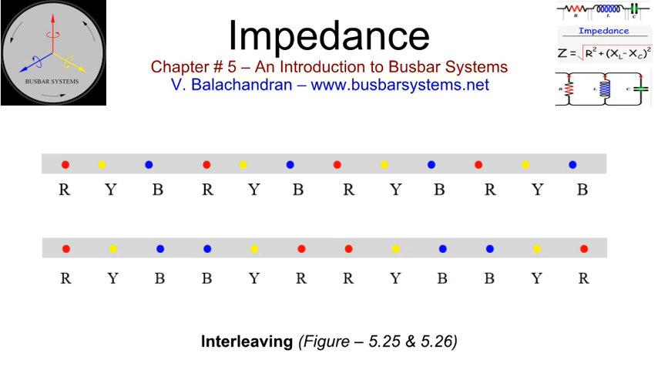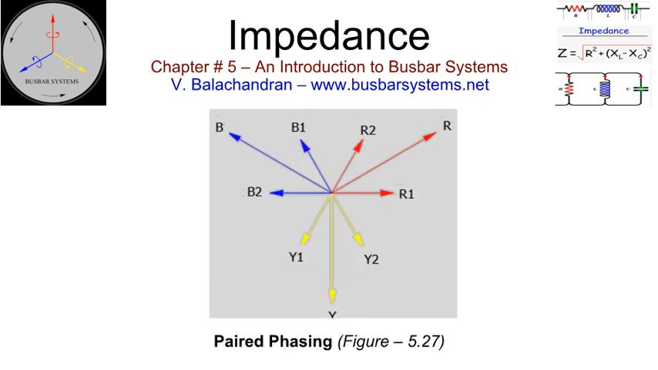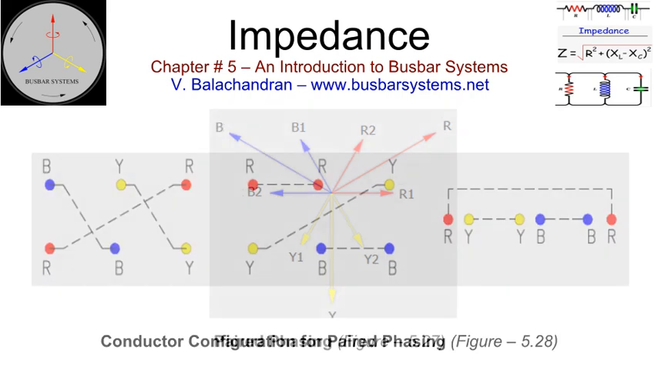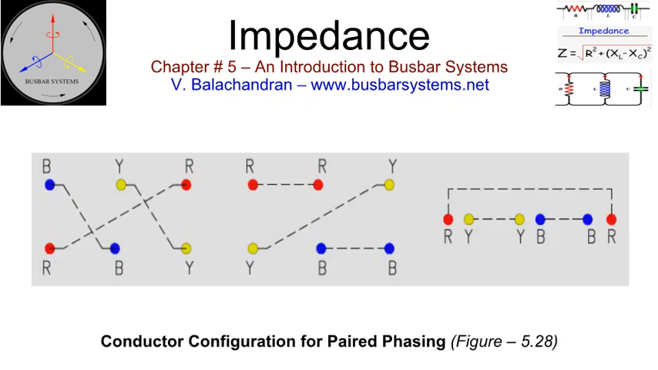and voltage drop. Paired phasing. In this arrangement, the current in a conductor is split into 2 parallel paths and paired with a conductor of another phase. The current in each conductor of the pair will be equal in magnitude and opposite in direction. Conductor configuration for paired phasing. Such configurations are incorporated in non-segregated and segregated phase bus and cable bus.